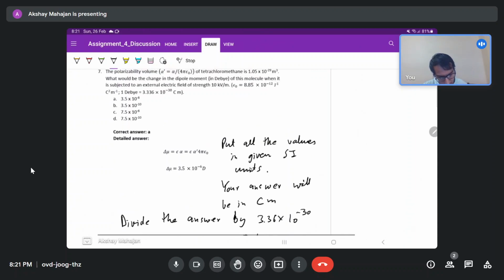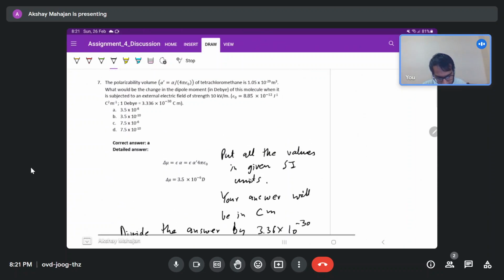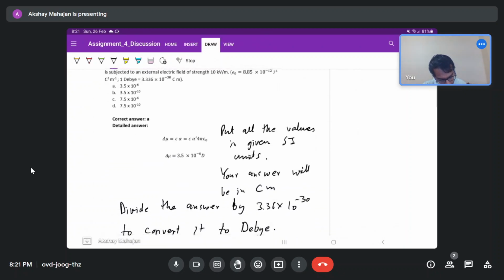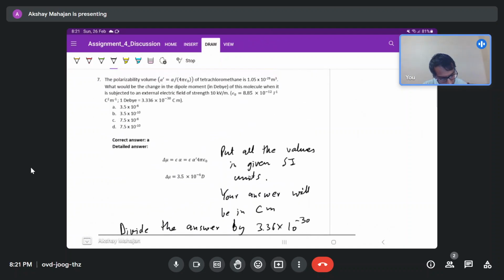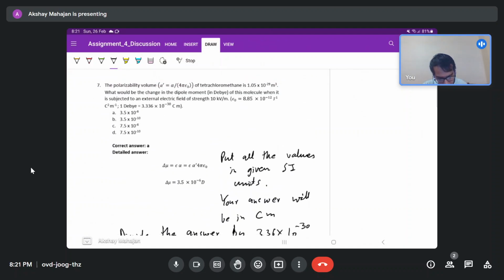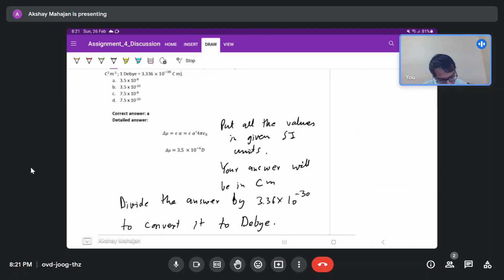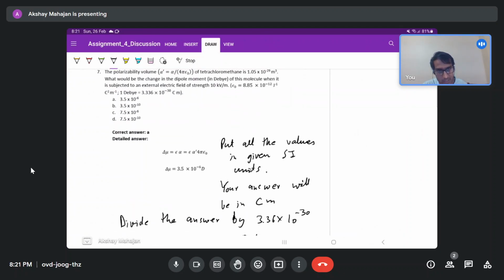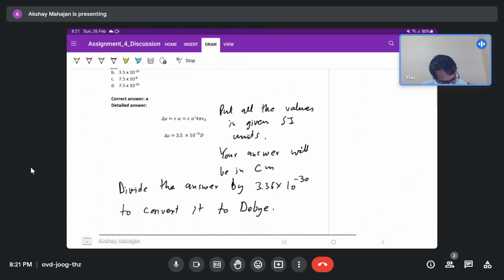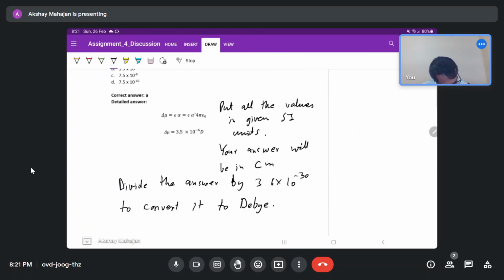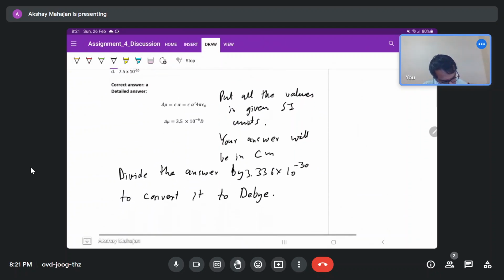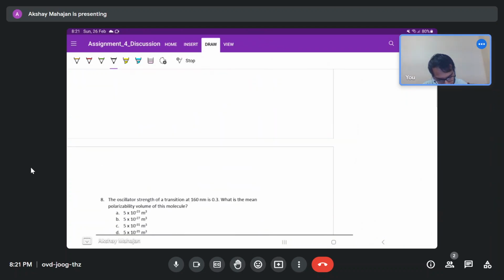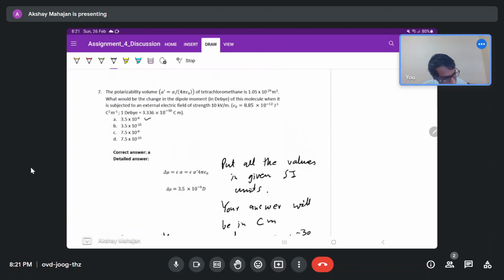So this is just a formula based question, and if someone has any problem, then most likely it was how to do the unit conversion. You just have to put whatever the units are given in SI units. You will get your answer in Coulomb meter, and then you have to just divide by the unit conversion, which is given as 1 Debye equals 3.336 into 10 to the power minus 30 Coulomb meter, to convert it to Debye. Okay, and your answer will be A.